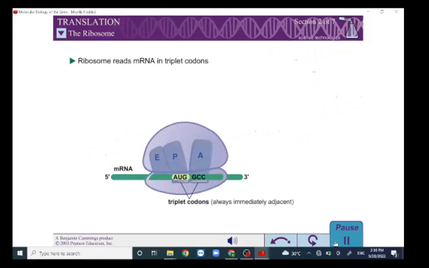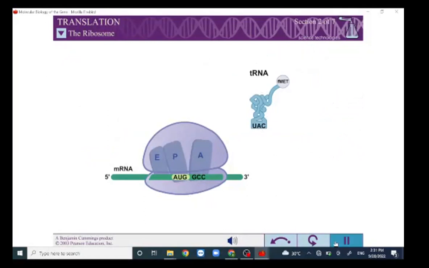Now, always a triplet codon, you call it a triplet codon, always immediately adjacent. So AUG and GCC. Now you need to understand you have 3 important sites: A, P and E. First, the amino acid loaded with formyl methionine in prokaryotes is going to come and sit on the P site.